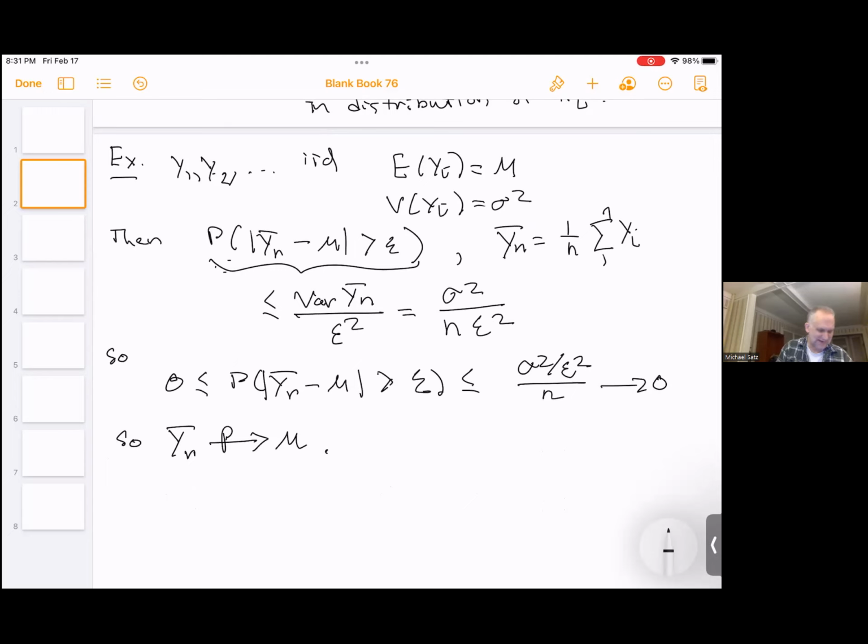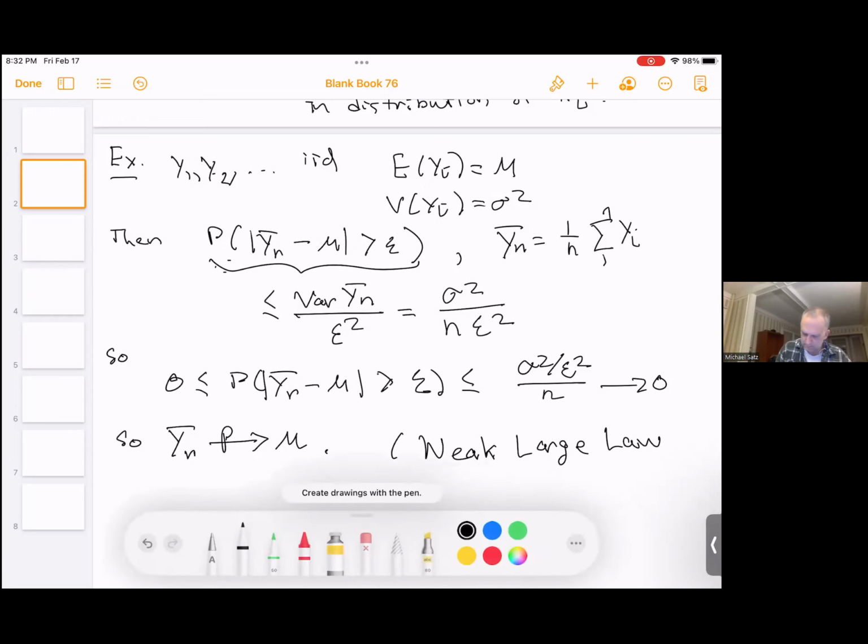This actually has a name. This little proof we just did, this example, is called the weak law of large numbers. We've already looked at it. It's the big result that we looked at as an application of Chebyshev's inequality.